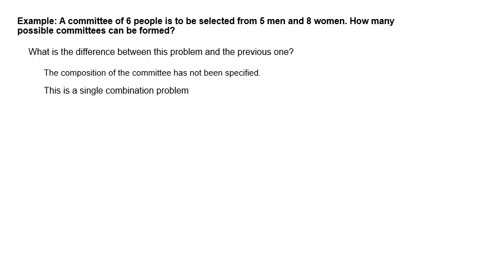This is a single combination problem. Once again, there's no order. As I pick, I'm simply telling you you're on the committee. You're selecting 6 people from a list of 13, 5 men and 8 women, 13 in total. Once again, we never specified they had to be men or women. So notation, 13 pick 6. Using the calculator, 1,716 possible ways.